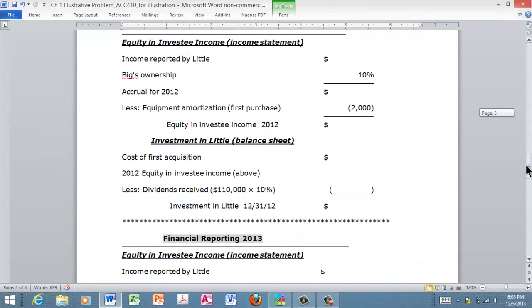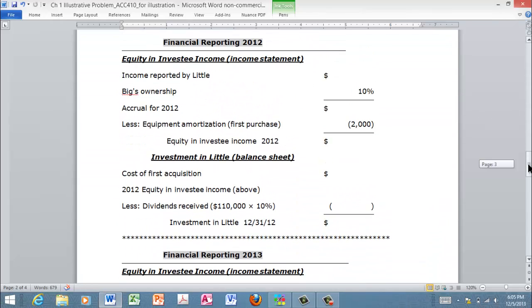Now, with all those calculations, and hopefully you keep those in front of you, what am I going to now have in my financial reporting that I have to do on my books? Well, in 2012, Little had $210,000 of income. Remember that from your previous table at the start of the problem. Big had 10% ownership, so therefore they need to recognize $21,000 of an accrual that we'll call. Now, here's my amortization that I did previously, that $2,000.